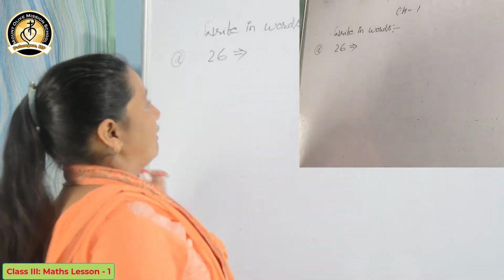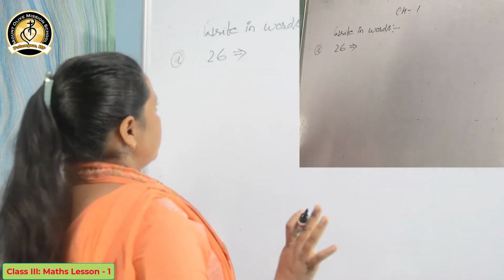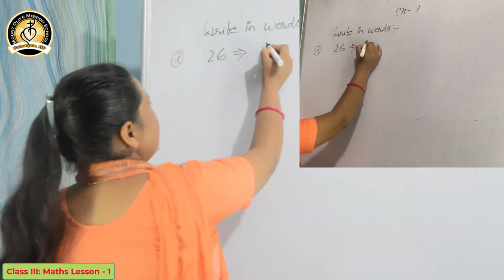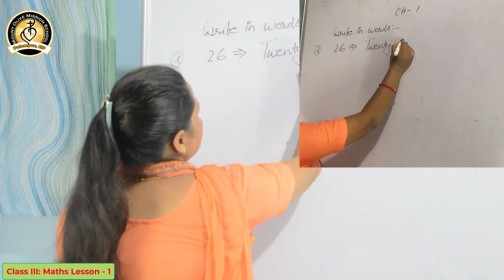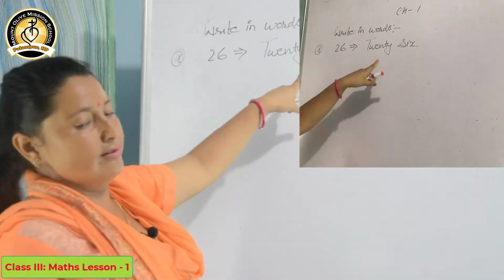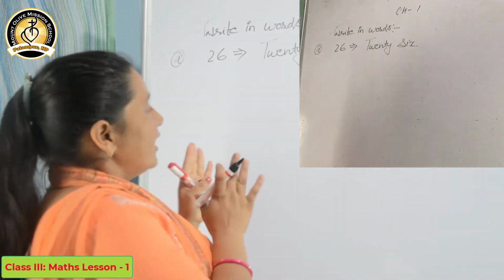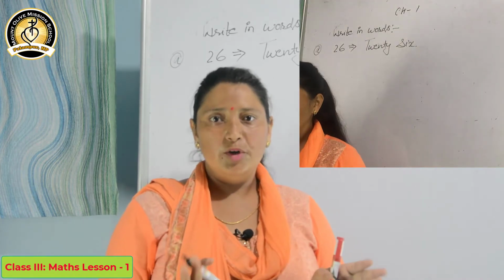Write this in words. Words means number names. Dear students, you know how to write it in number names. 26. This is the form of words, like number names. Both are the same thing: number names and words.